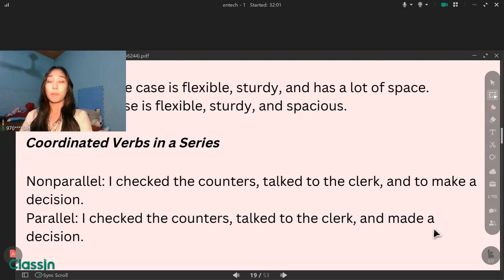You can also make it in future tense. You just have to remember that you need to stick to one tense all along so that our sentence would be parallel. You can also say: I will check the counters, talk to the clerk, and make a decision. Therefore, it is parallel in future tense. But if you want to use past tense all along, then make the verbs past tense too, in which we have: I checked the counters, talked to the clerk, and made a decision.